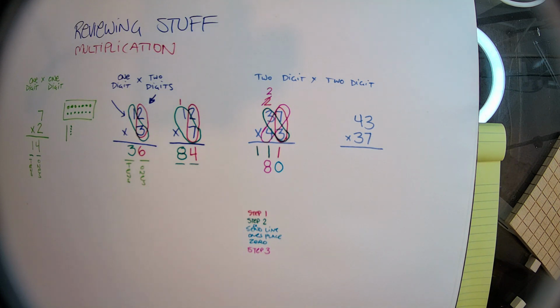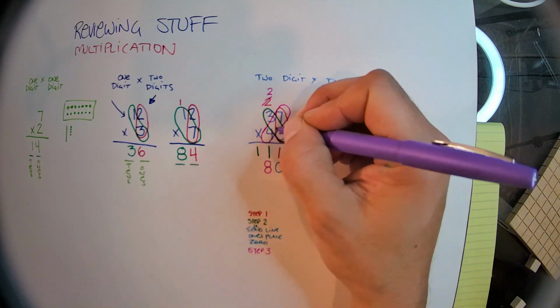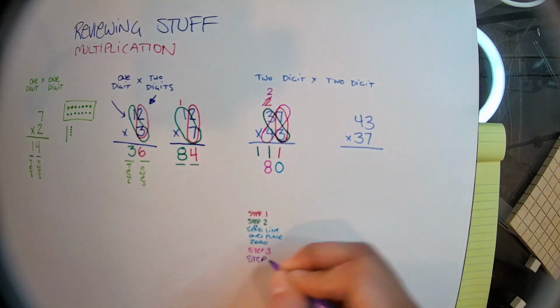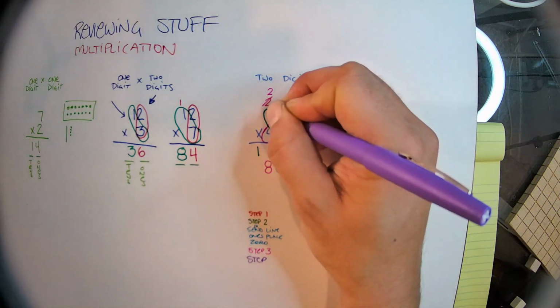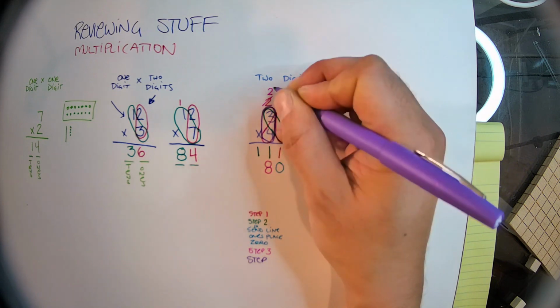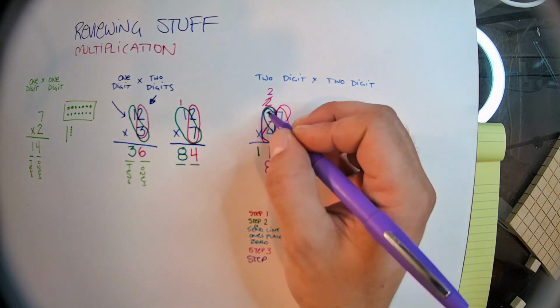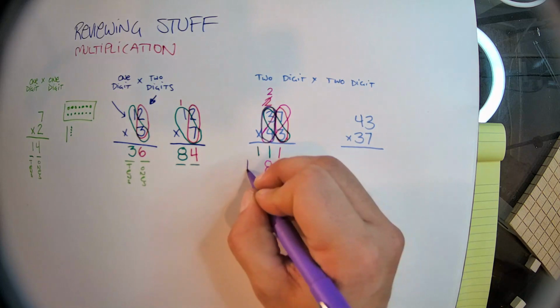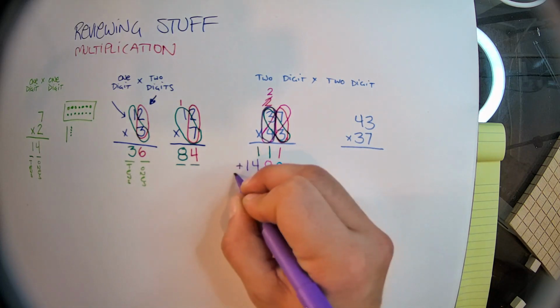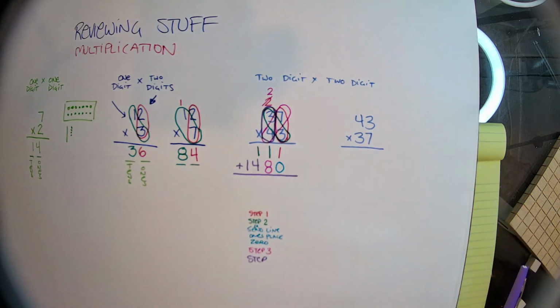And then our final step is we're going to take our 4 tens, multiply it times our 3 tens, and then add the 2. So 4 times 3 is 12, plus 2 is 14. To get the final answer, we're going to add those 2 lines.